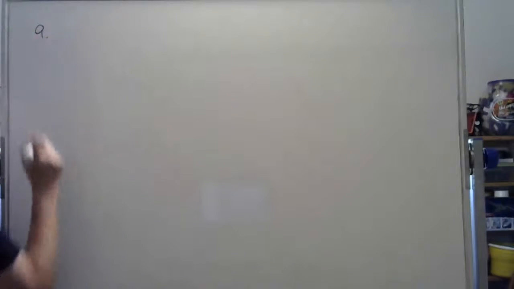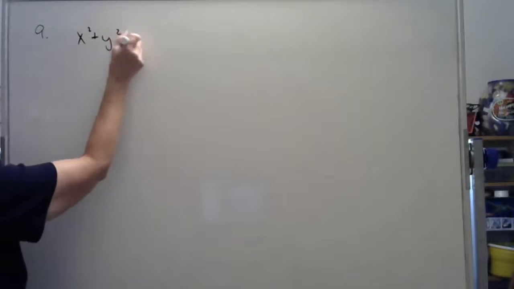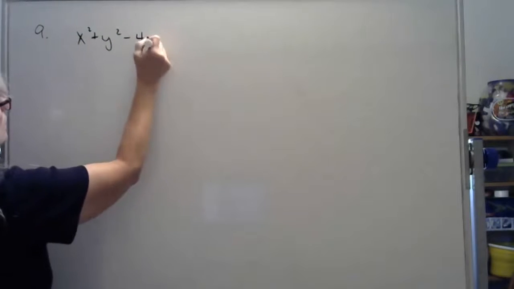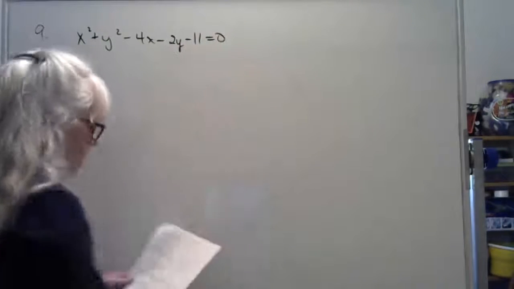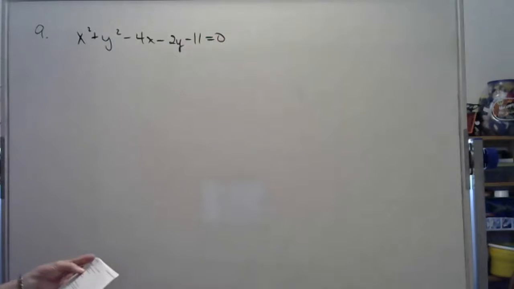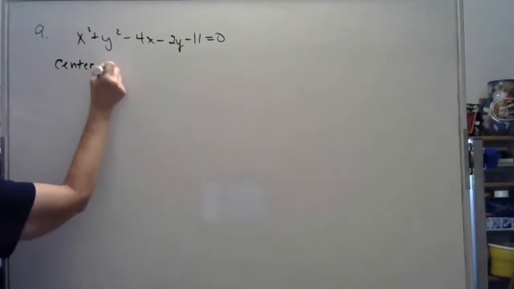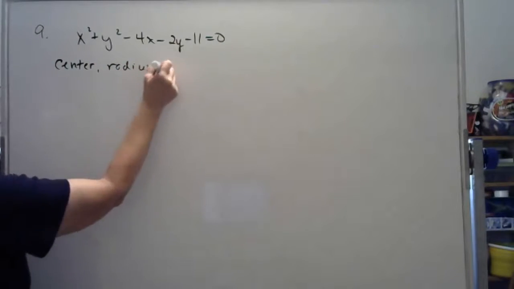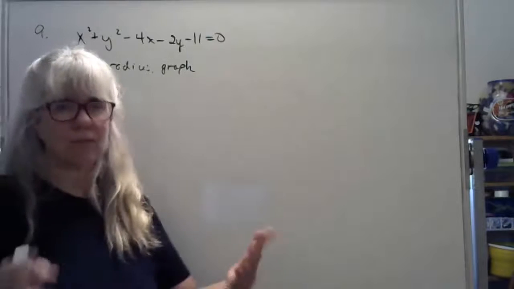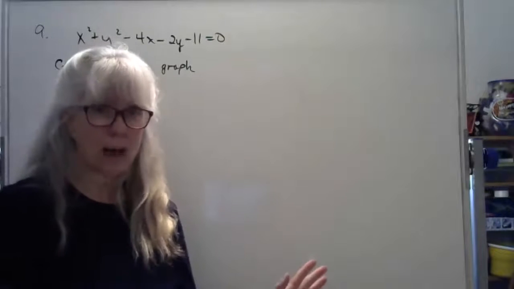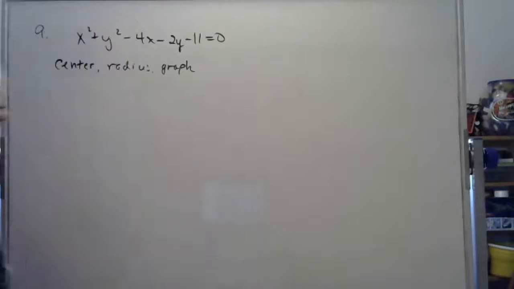Number 9 is asking us for the equation x squared plus y squared minus 4x minus 2y minus 11 equal to 0. We want to find the center and the radius, graph it, and find the intercepts. So we need the center, the radius, and graph. And unfortunately, I cannot take off the part about finding the intercepts, so I'm just going to ignore that. When I go through and grade it, you'll automatically get full credit for finding the intercepts no matter what you find, because we didn't really concentrate on it.